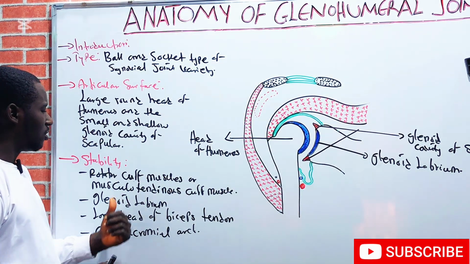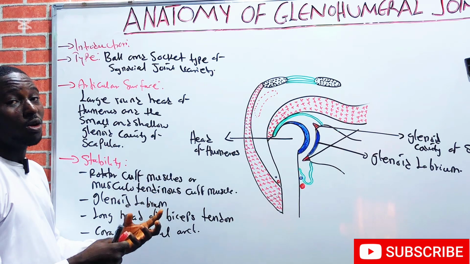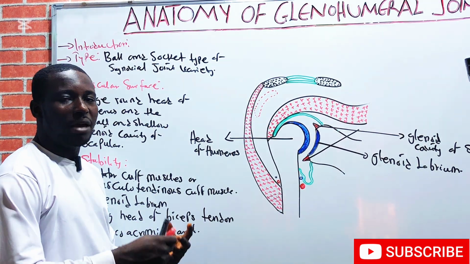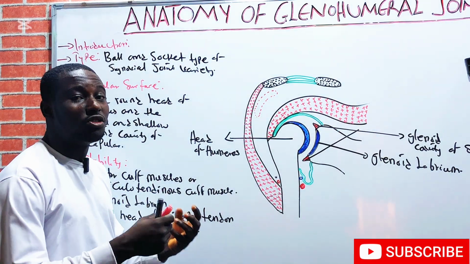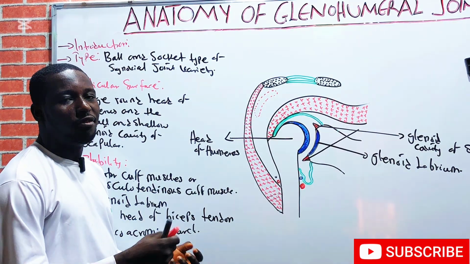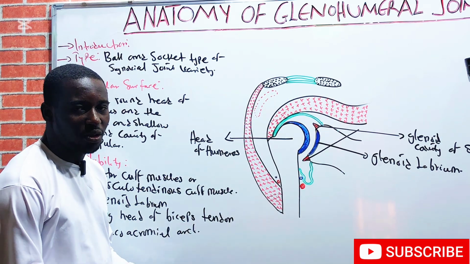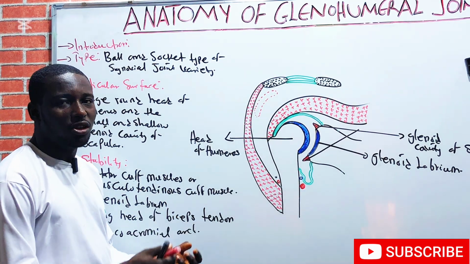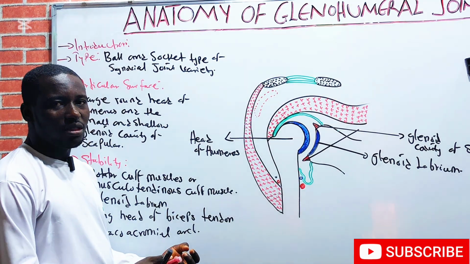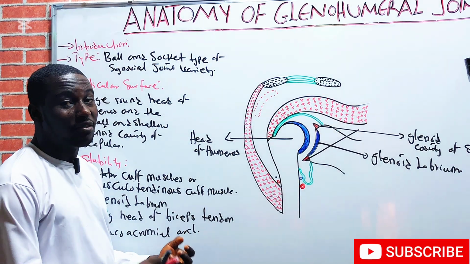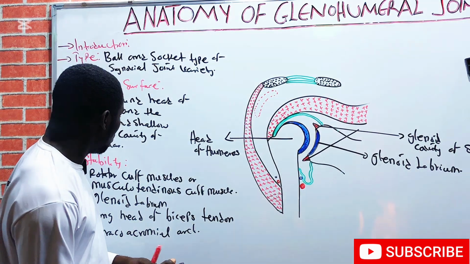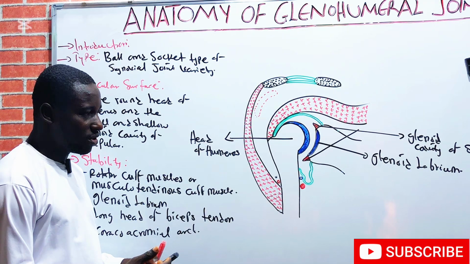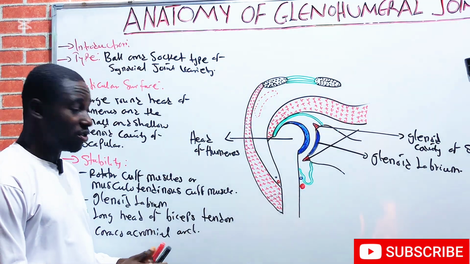Okay, let's start with the rotator cuff muscles. What are the rotator cuff muscles? They are those muscles that are formed by the blending together of their tendons. And what are those muscles? They are formed by the tendons of the subscapularis, supraspinatus, infraspinatus and teres minor. So the rotator cuff is formed by four muscles, for which we give a mnemonic: SITS muscle.